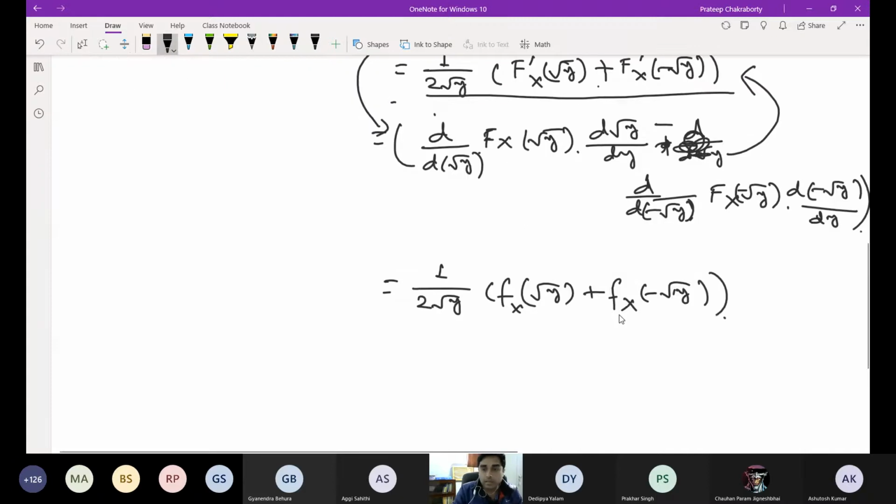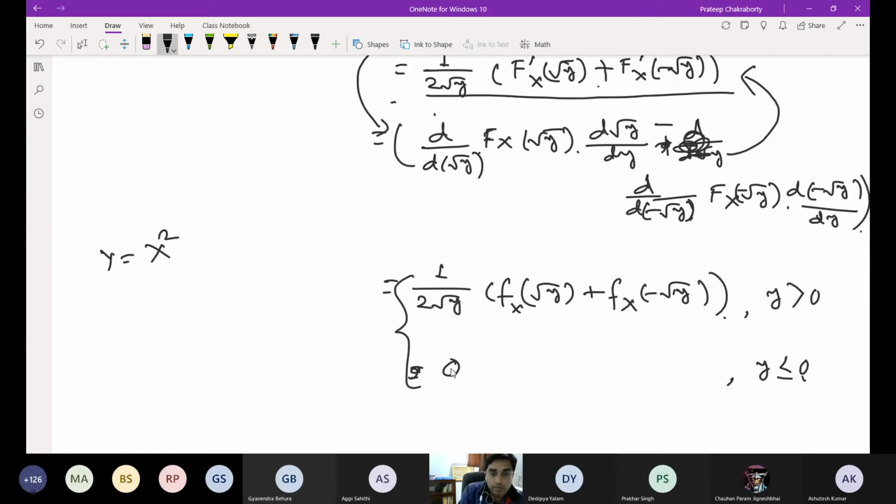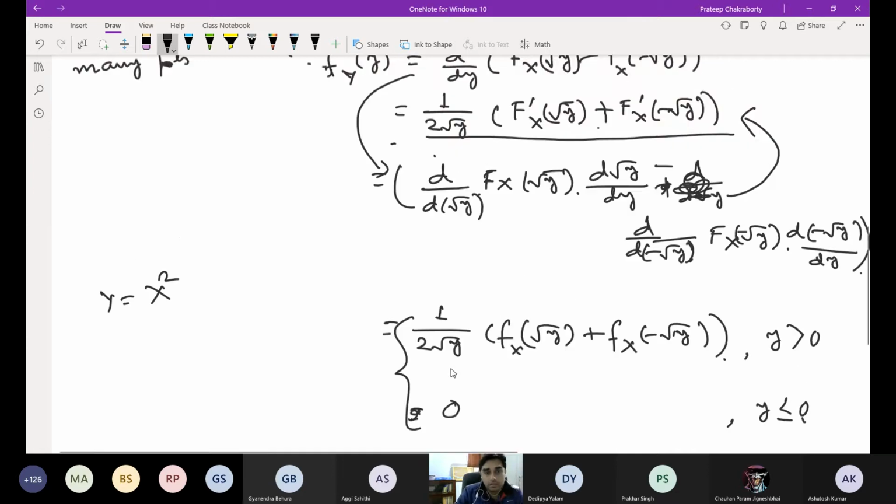And this is true if y is greater than 0, because the random variable y is equal to x squared. So we need y greater than 0, and 0 otherwise. So this is not a rigorous proof, but we can prove this rigorously. Again, what we have done is not a rigorous proof.